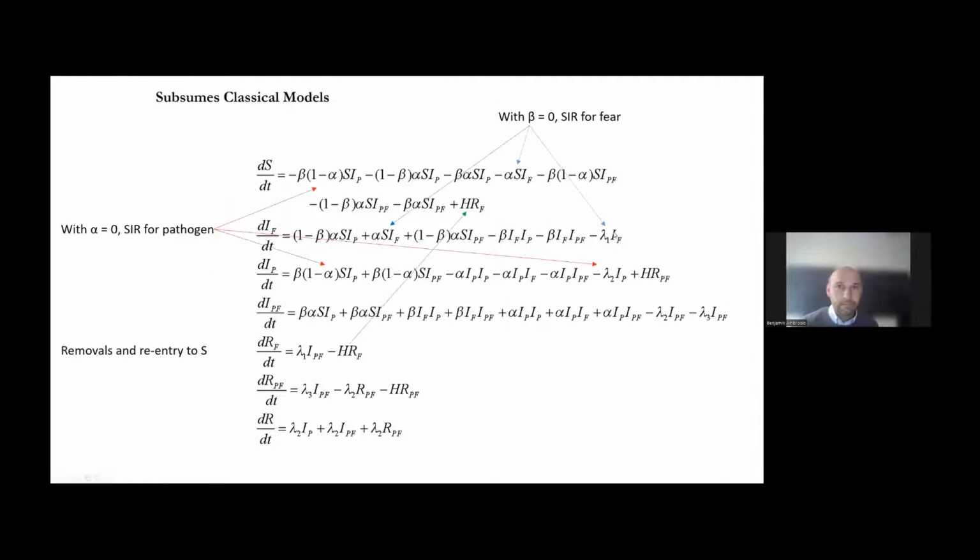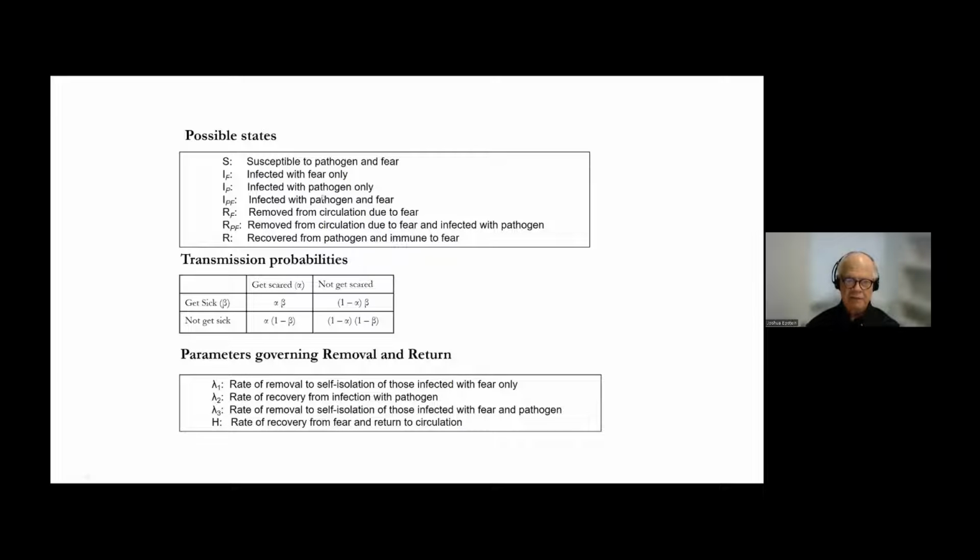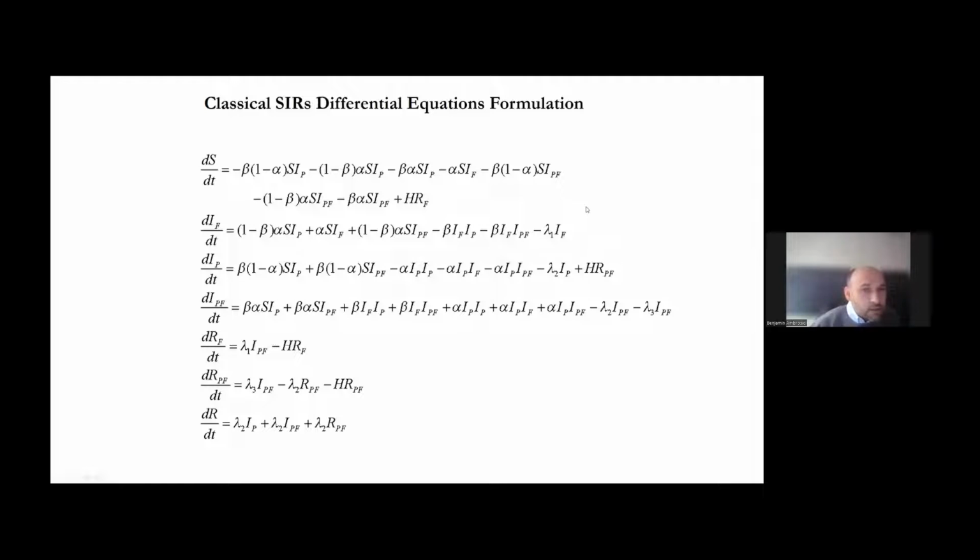Okay. So Joshua, there's a couple of questions. So where does the fear appear here? So IF, right? Yeah. So IF is the fear. Infected with fear only, infected with pathogen only, so infected with both. How does the big picture go into your equation? Can you put the equation up again? Yeah. So you have the susceptible.